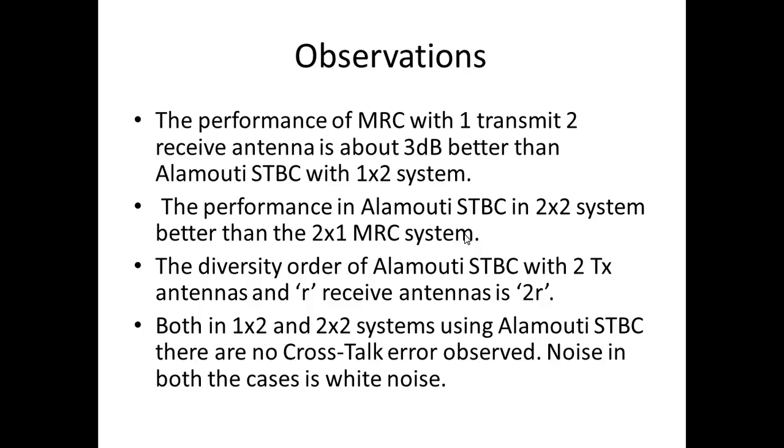Now it has been observed that the diversity order of Alamouti STBC with 2 transmitting antennas and R receiving antennas is 2R. Both in 1x2 and 2x2 systems using Alamouti STBC, there are no cross errors observed. Noise in both cases is white noise.